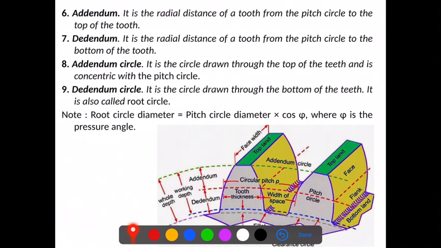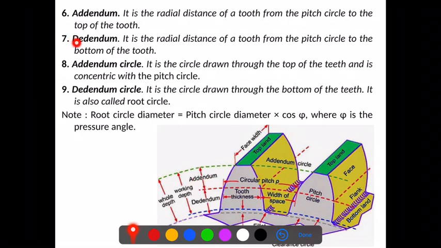Now addendum. What is this addendum? It is a radial distance of the tooth from the pitch circle to the top of the tooth. This is a pitch circle, and the radial distance from the pitch circle to the top of the tooth is called the addendum.